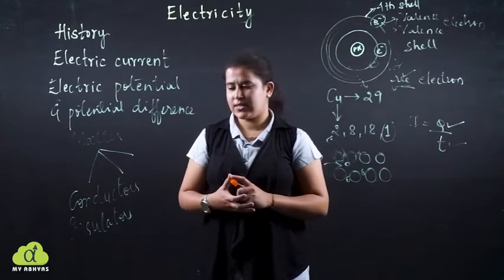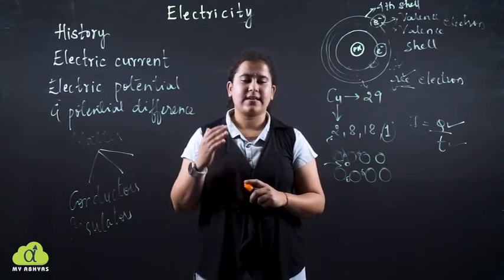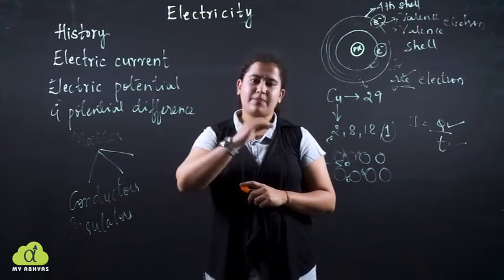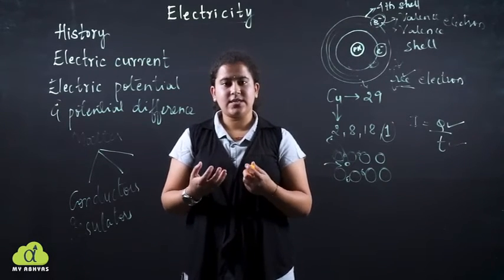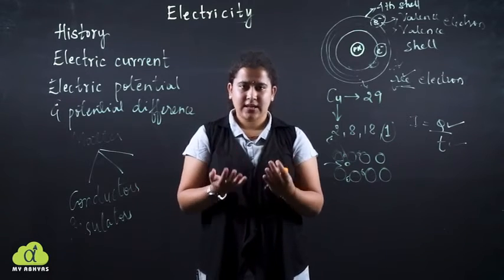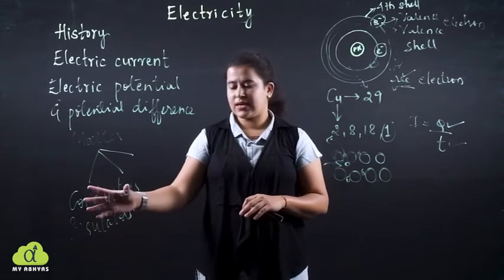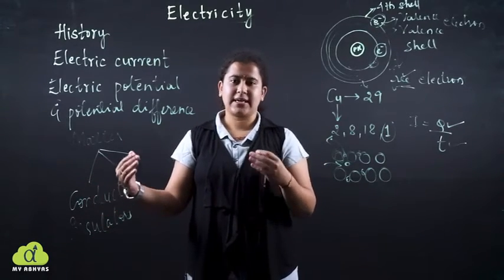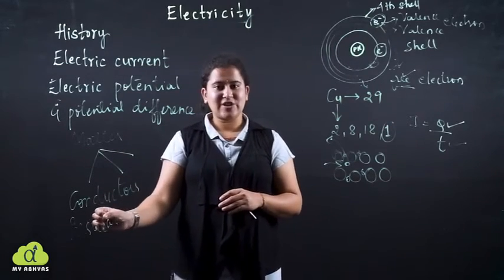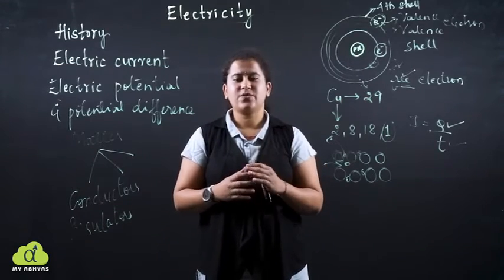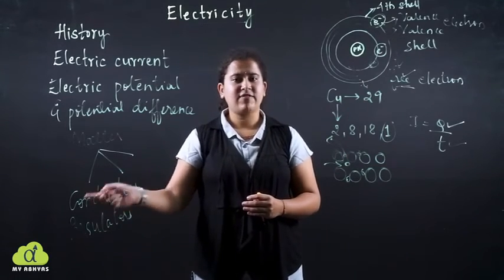I'll summarize once. We have conductors and insulators. Conductors allow electricity to pass through them easily, right? Because we are also a type of conductor. That is why we experience shock: the electrons are coming inside us. Conductors are materials which allow the electricity to pass through them easily. But insulators are materials which do not allow the electric current to pass through them easily. Why? Because conductors have free electrons.